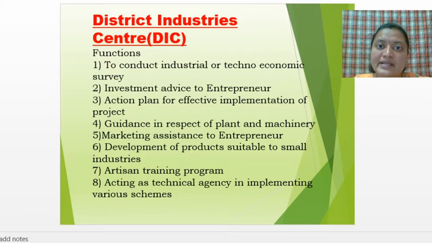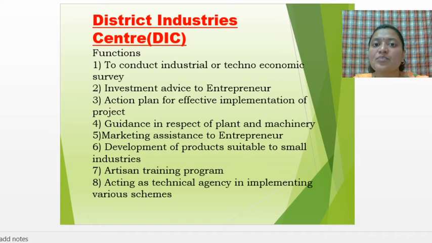Now let us understand what the functions of this DIC are. One by one we can understand them. In that, the first one is what? To conduct industrial or techno-economic survey. Here this institution will try to conduct a survey related to the industries, and techno-economic. Techno-economic means what? Technological and economic survey.